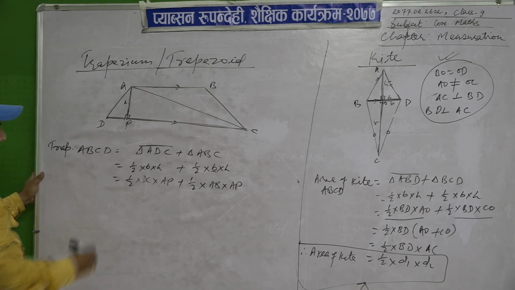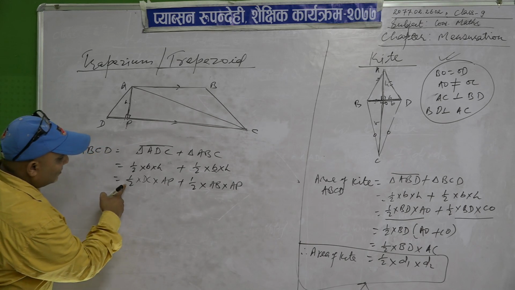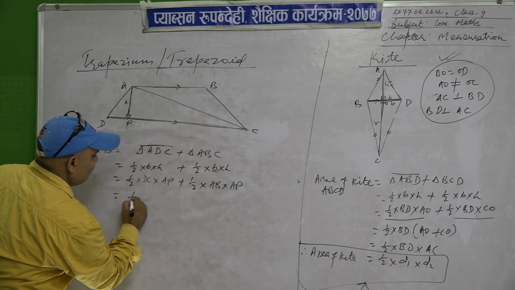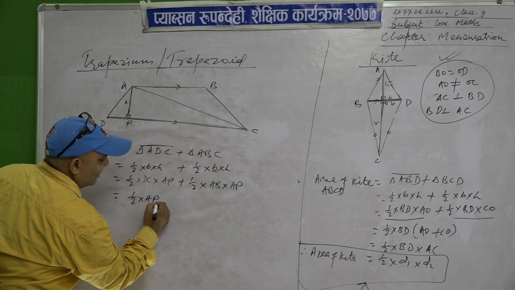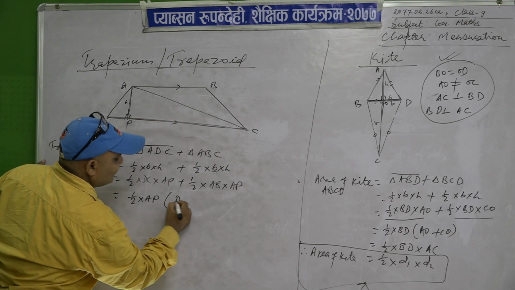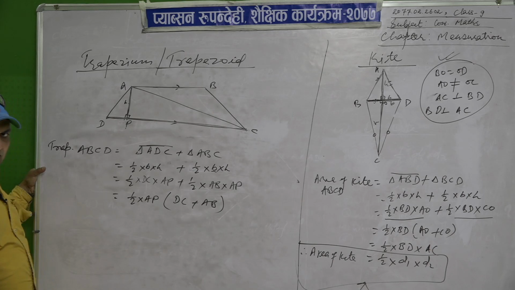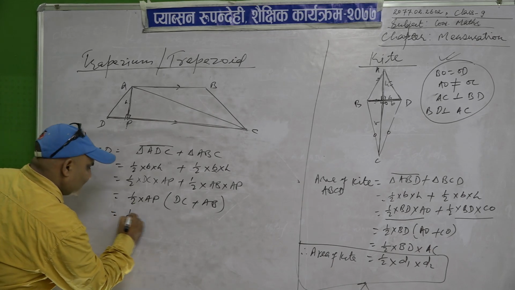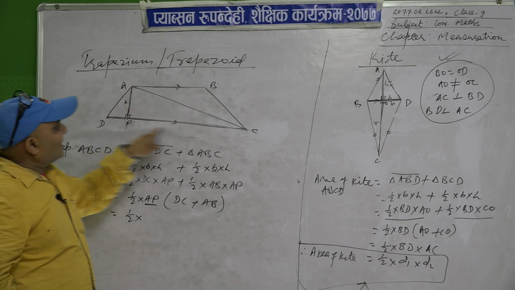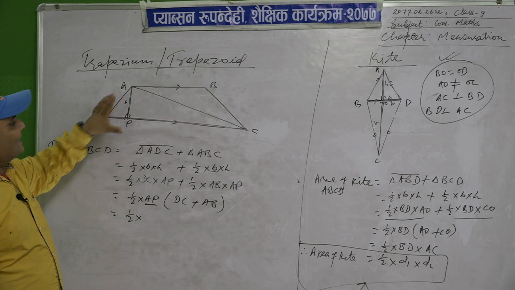Now see what is common here. 1 by 2 is common, and AP and AP is common. It means 1 by 2 into AP is common. If these two are common, then what remains inside? That is DC and AB. Now see 1 by 2, what is AP for the trapezium? AP is the height of the trapezium.